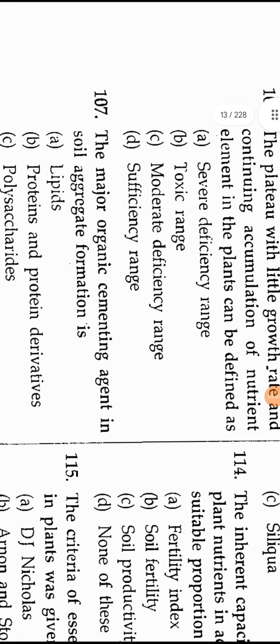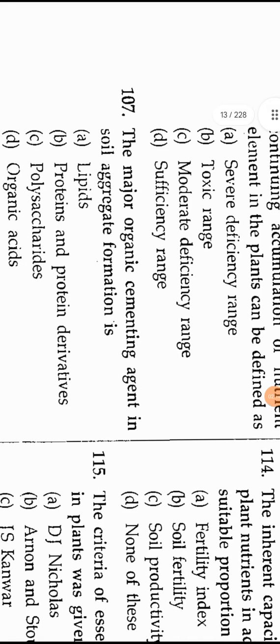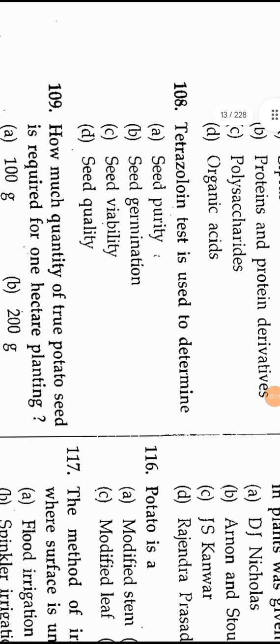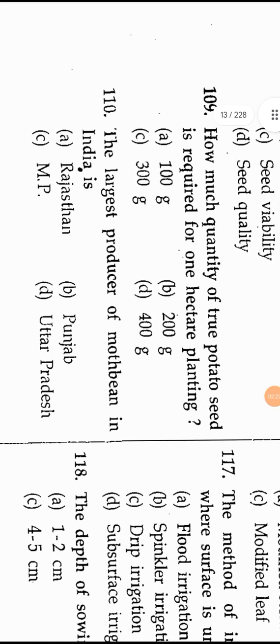sufficiency range. The major organic cementing agent in the soil aggregate formation is polysaccharide. The tetrazolium test is used to determine seed viability. How much quantity of true potato seeds is required for 1 hectare planting? It's 100 gram. The largest producer of moth bean in India is Rajasthan.